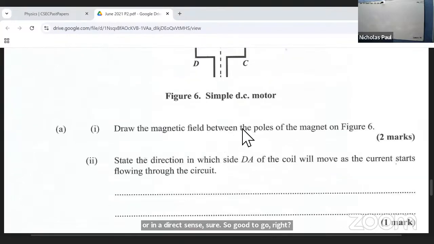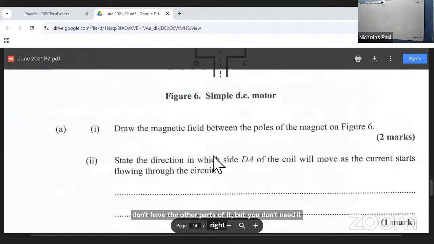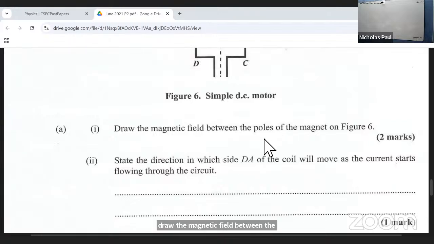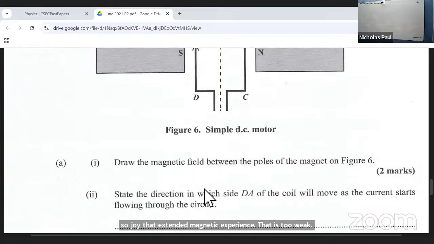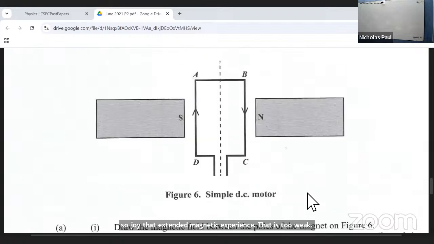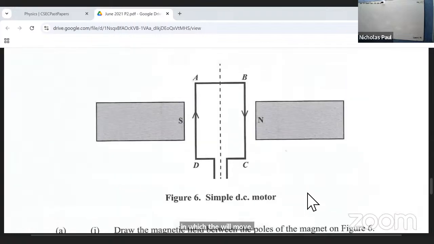Draw the magnetic field between the poles and then put the direction of the force on DA. So draw the direction of the magnetic field. That is two marks for that. And state the direction in which DA will move. Go ahead, do your thing. What law are we using there again? To find the direction of the force: left-hand rule. Left-hand rule is also the motor rule, right? Go ahead, try it quickly and I'll correct on the board.